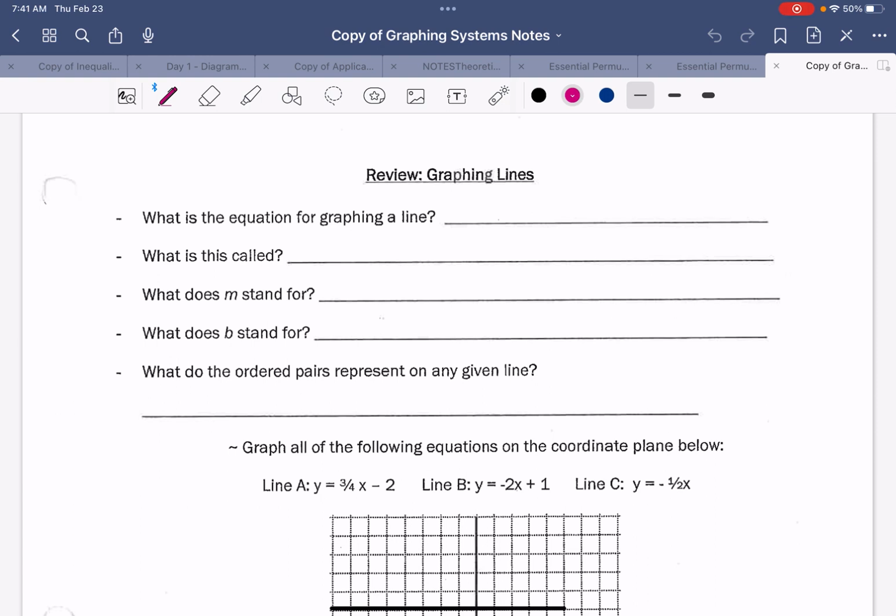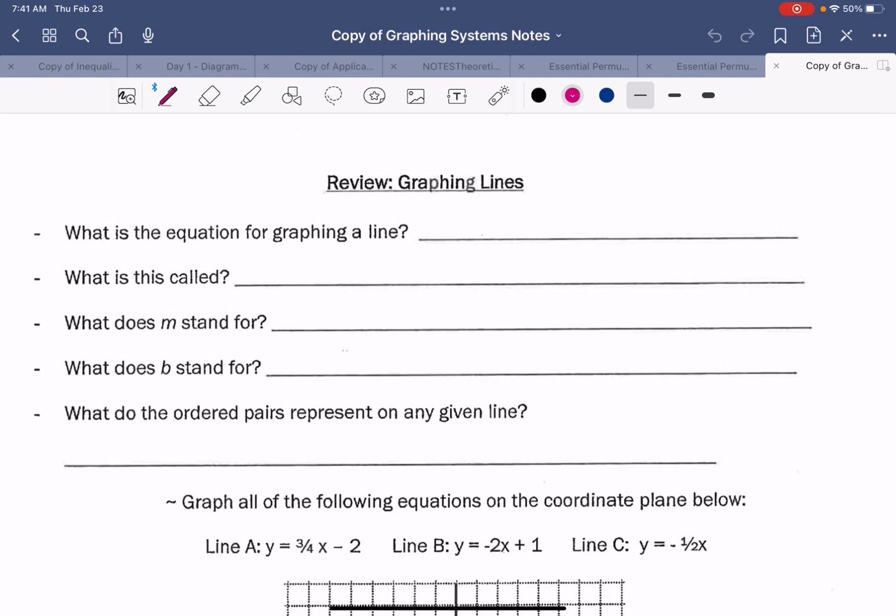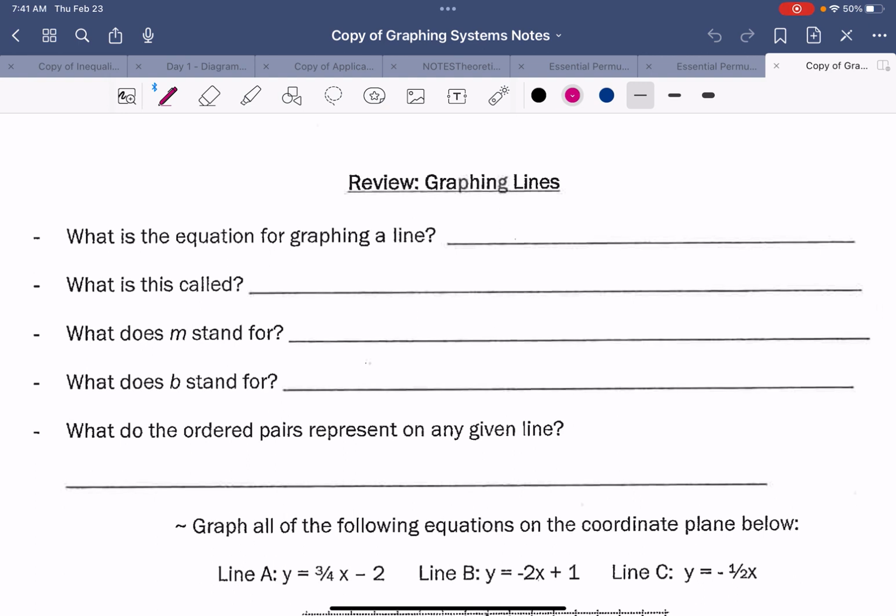So the very first thing, hopefully remember that lines all have an equation, and the line is always y is equal to mx plus b. Now don't worry, because we are going to talk about what each of those letters means and how they apply to the coordinate plane, okay?